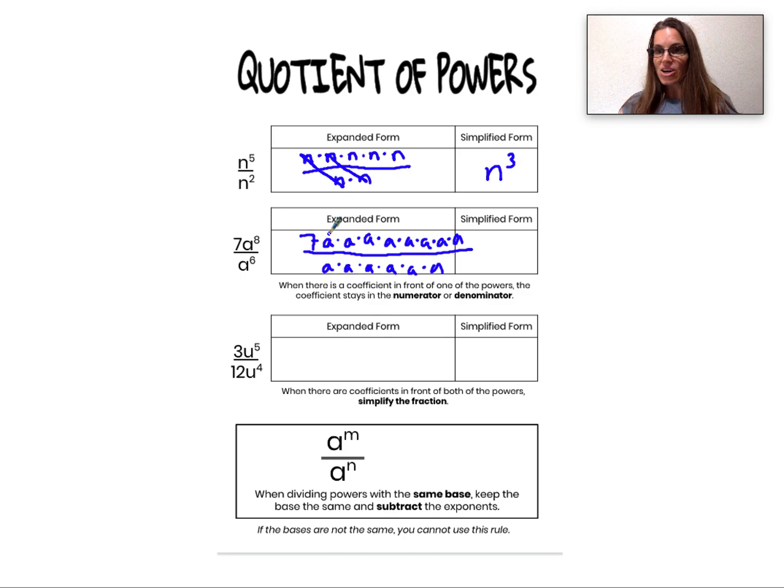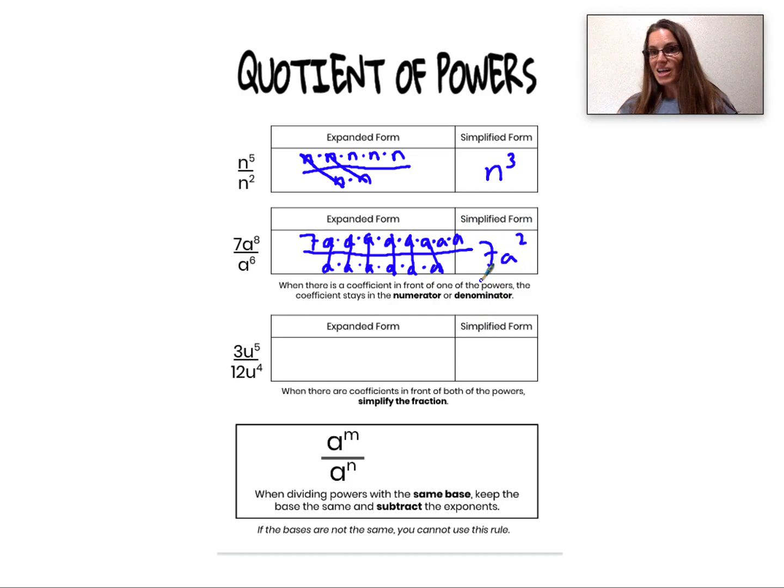Again, I'm looking for pairs of a in the numerator and denominator because those I can cross out. They equal 1. A divided by a, 1. A divided by a, 1. A divided by a, 1. It's kind of fun. A divided by a, 1. That leaves me with just 7 times a, which is a squared.